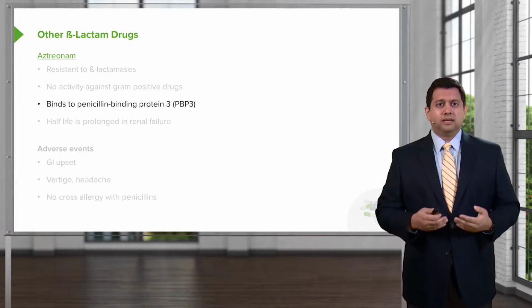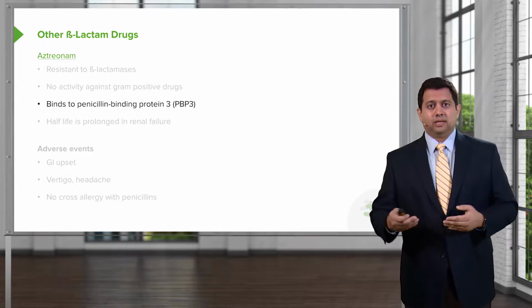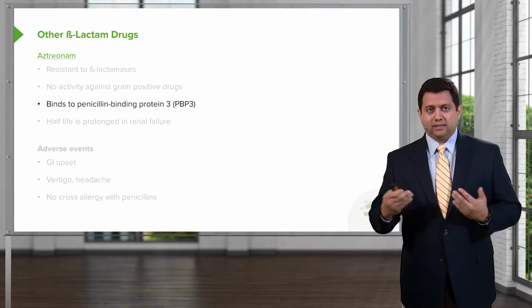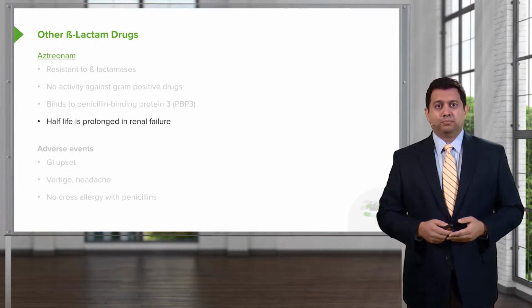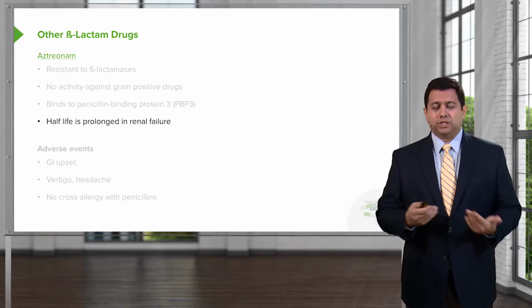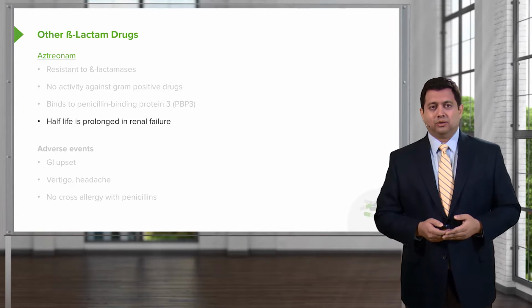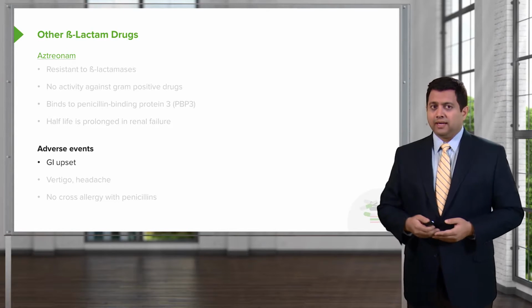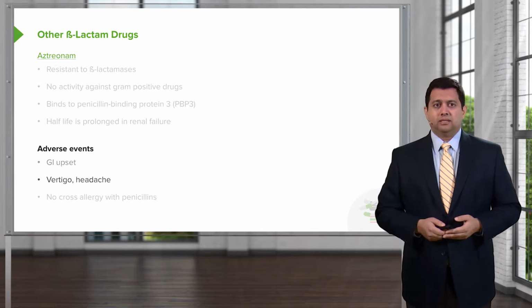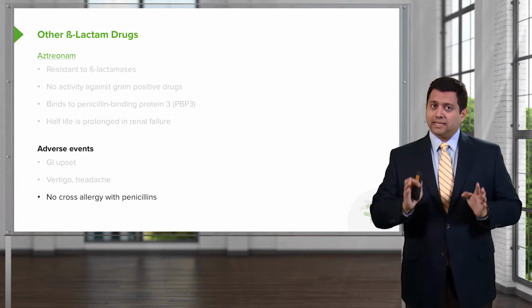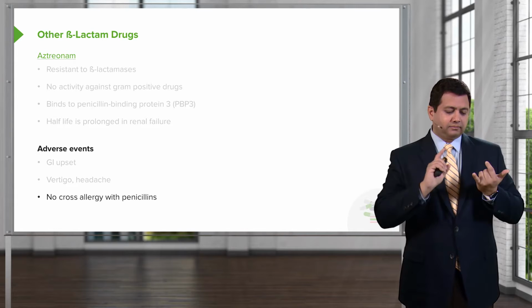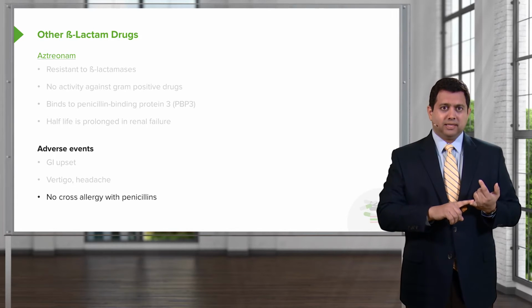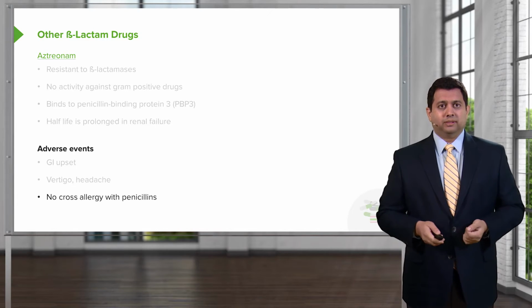It binds to penicillin-binding protein type 3, or PBP3. The half-life is prolonged in renal failure, so you can adjust your medication accordingly. Adverse events include GI upset, vertigo, headache, but the nice thing is once again, it's resistant to beta-lactamases, and there's no cross-allergy with the penicillins.